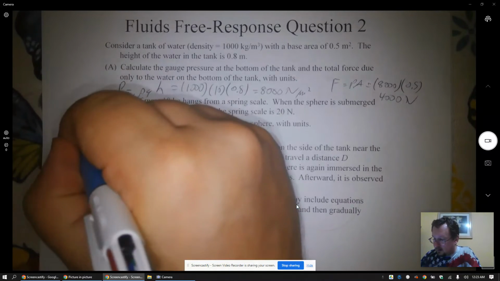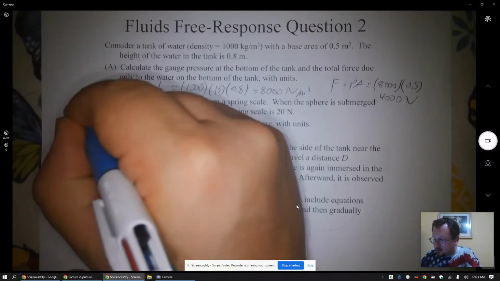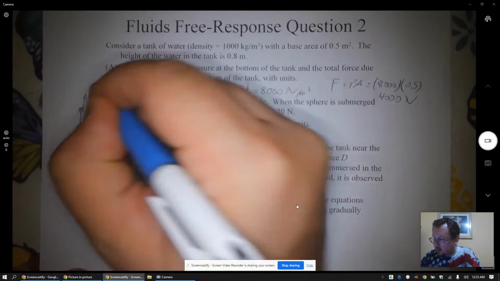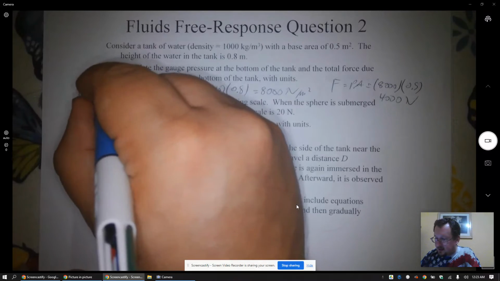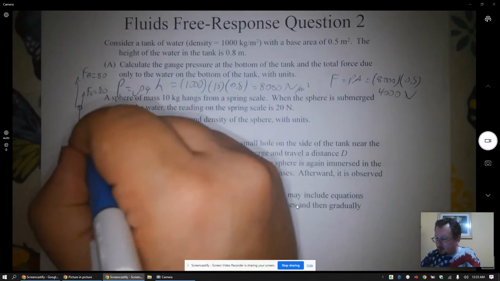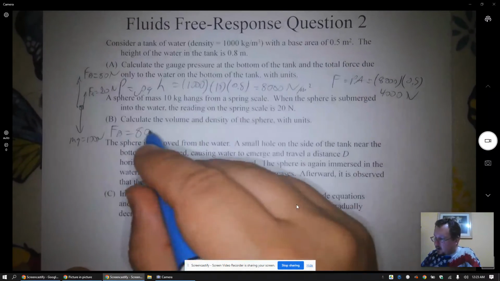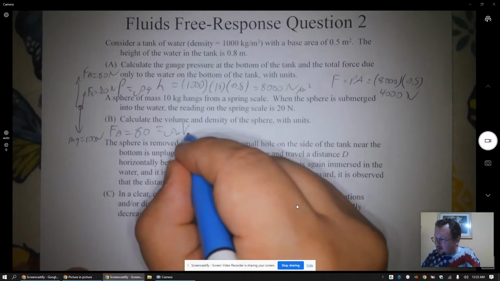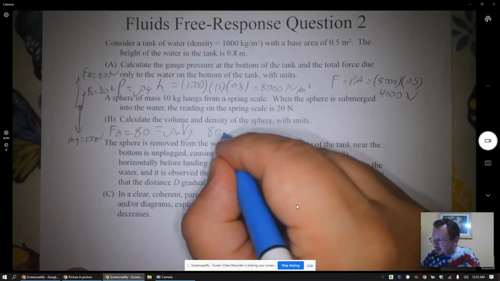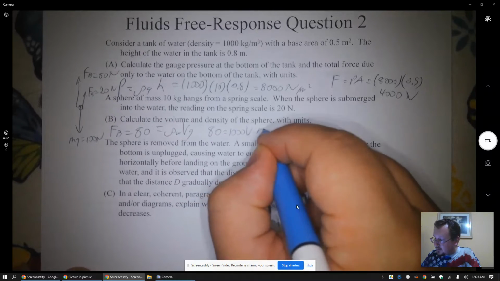So here's what it would look like. Here's the mg, which is 100. Here's the reading on the scale, which is 20. So here's the force buoyancy, which is 80 newtons, right? Okay, so there you go. 80 newtons is density of the water times volume of the entire sphere underwater times gravity. So 80 equals 1,000 times volume times 10.